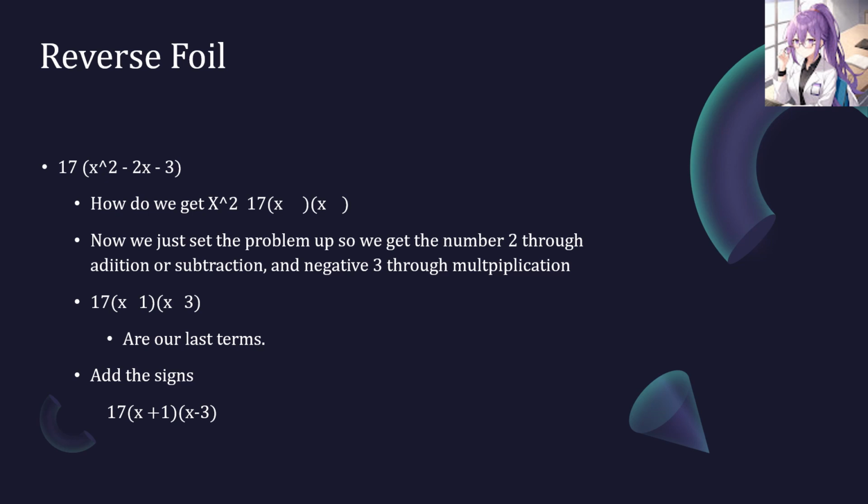And of course, we're going to put the 1 and 3 inside the parentheses on the right side of each set, and we have our last terms. After that, we just need to add the signs, so when we combine the like terms after we multiply them out, we get what we need. And if we figured out how to do this, we realized it was negative 3, so we put a minus sign in front of the 3, and we put a positive sign in front of the 1.